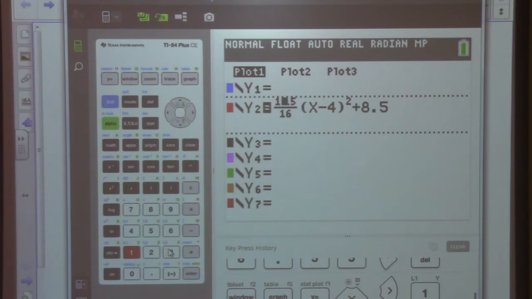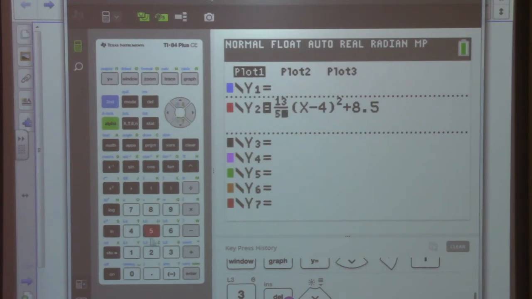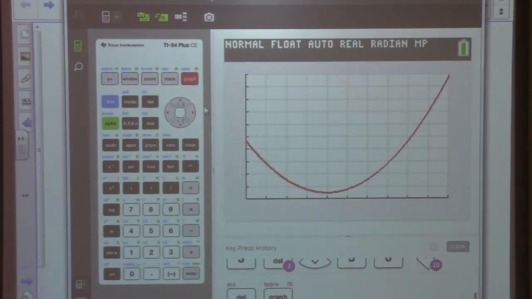So 13 over 50, x minus 4, it was 4, wasn't it? And then I'll just delete that. So is something different? I used the same numbers like I did. Let's graph it, see what it looks like here. Does it hit 4.5? Yeah. Does it hit 9.7?